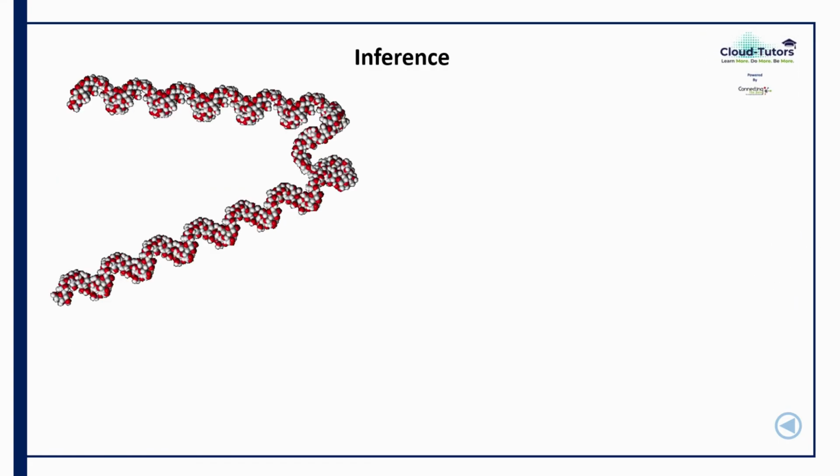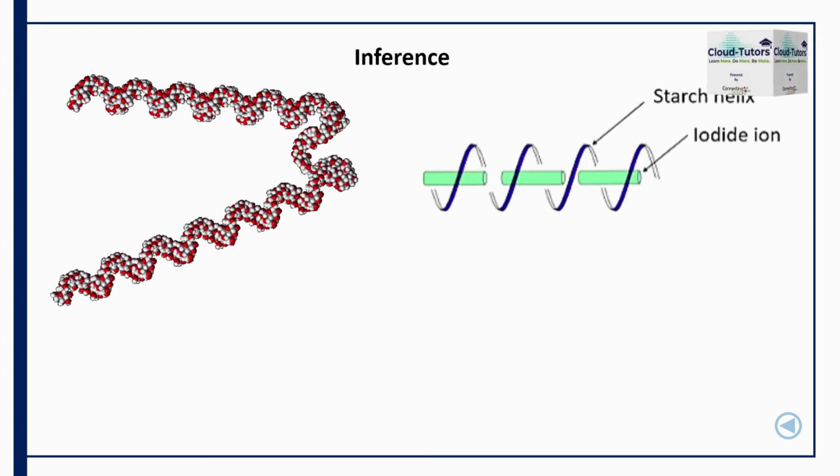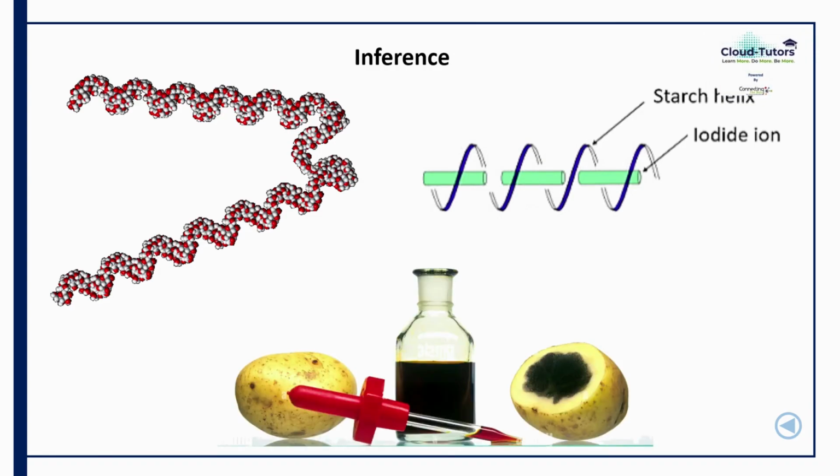Now once this helical structure is formed, as soon as we put iodine solution on them, the iodide ion gets trapped in the starch helix. So the test will become positive only for food items which have starch present in them.